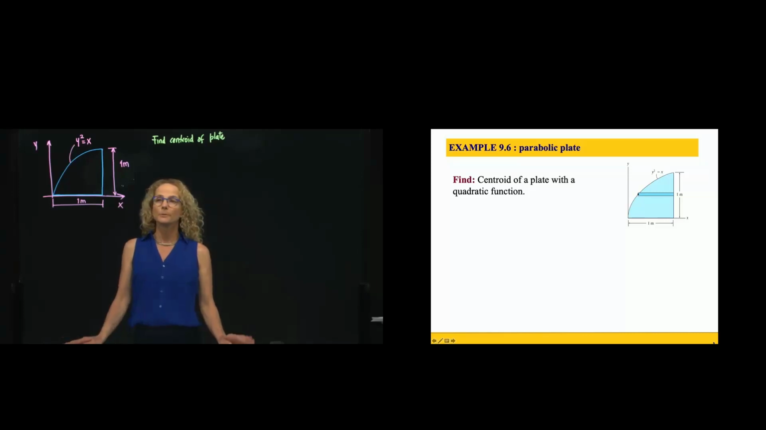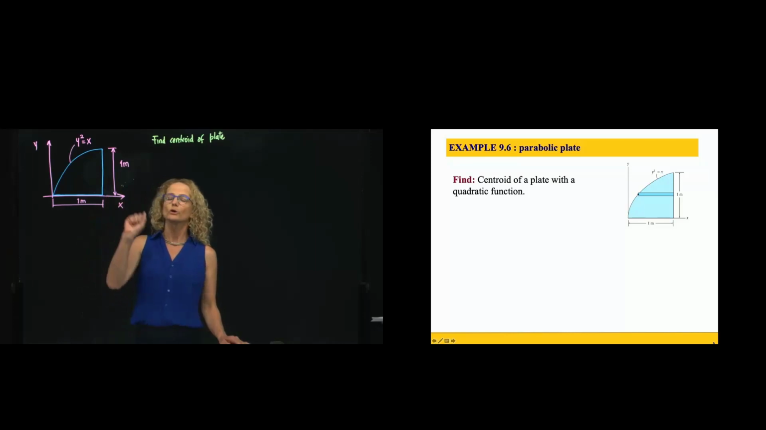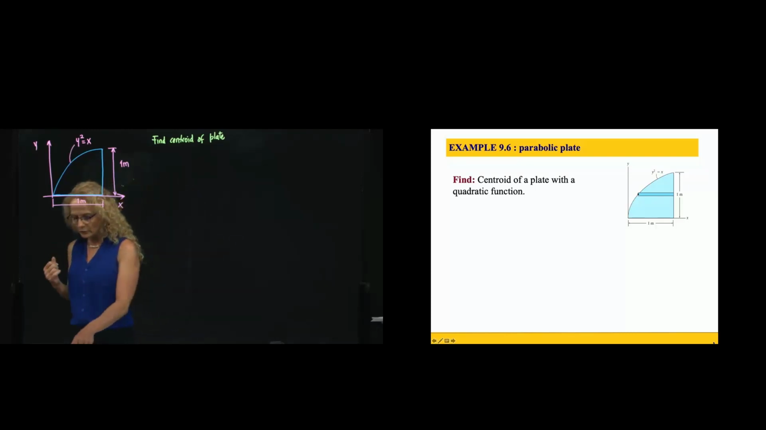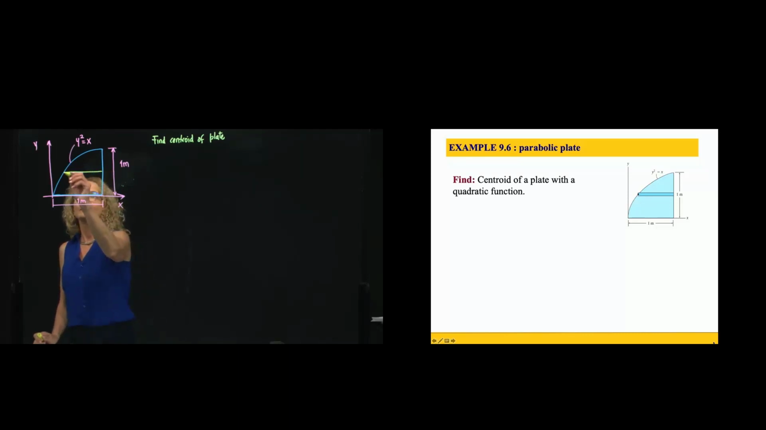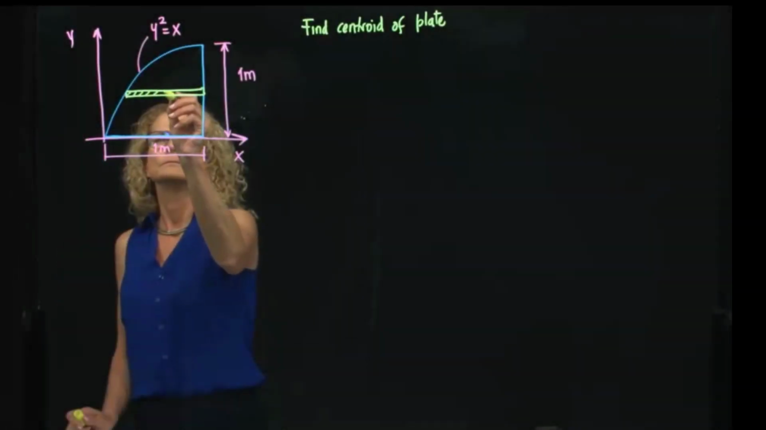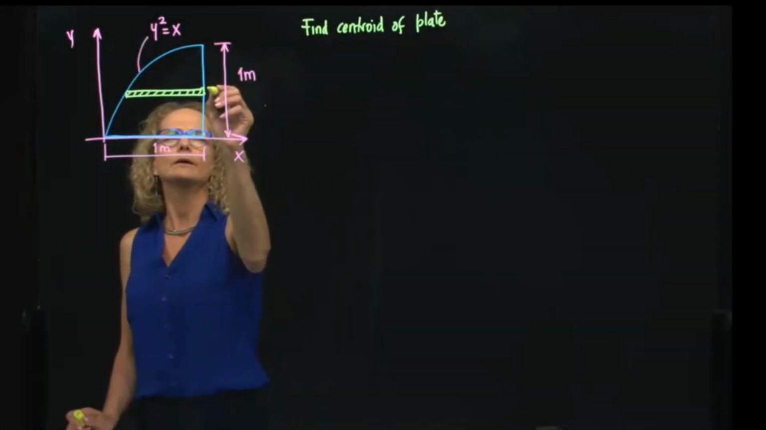Hi, this is problem 9.6 and we'd like to find the centroid of this plate. We could use either a vertical strip or a horizontal strip. Important is that whatever you use, you set up the proper integrals, right? Let's use a horizontal strip to describe my area. So this will be dy.